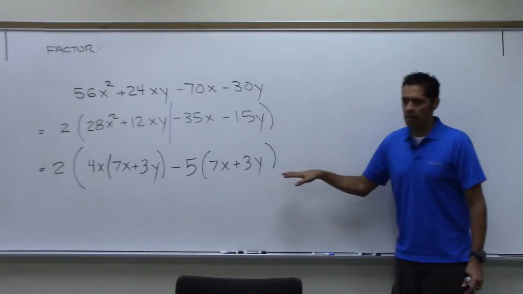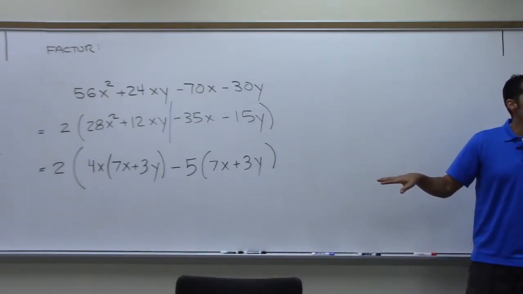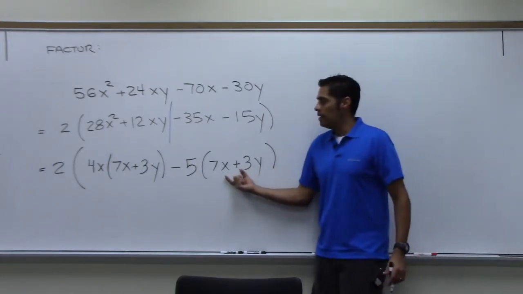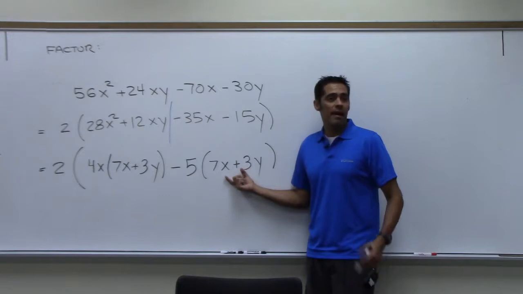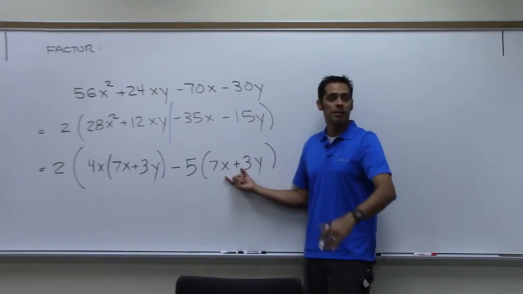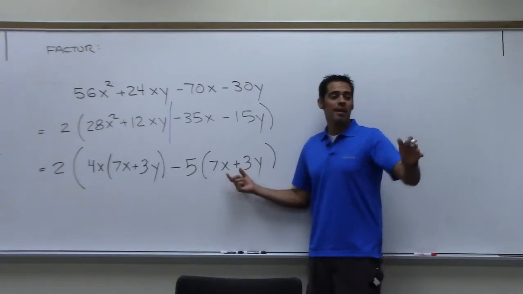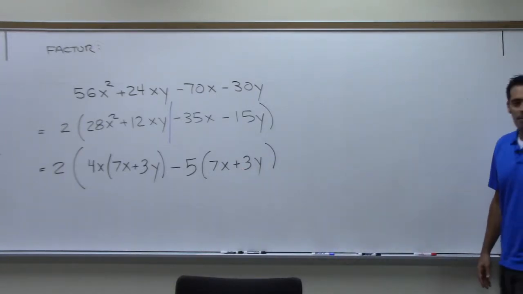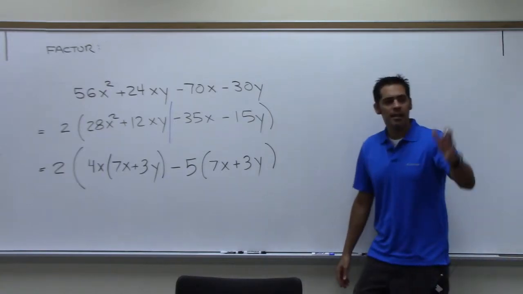Any questions on what I've written? So either way, they're both going to have 7x plus 3y. But either way, that's what you have to have in order to continue using the grouping method. Oh yeah, that was only for the quiz. Sorry, that was only for the quiz. Did I answer your question, Amber?